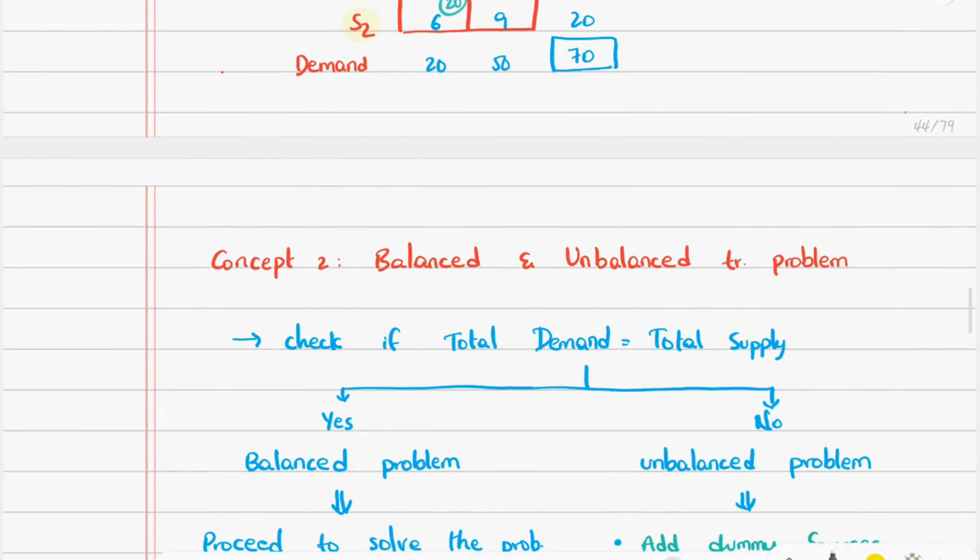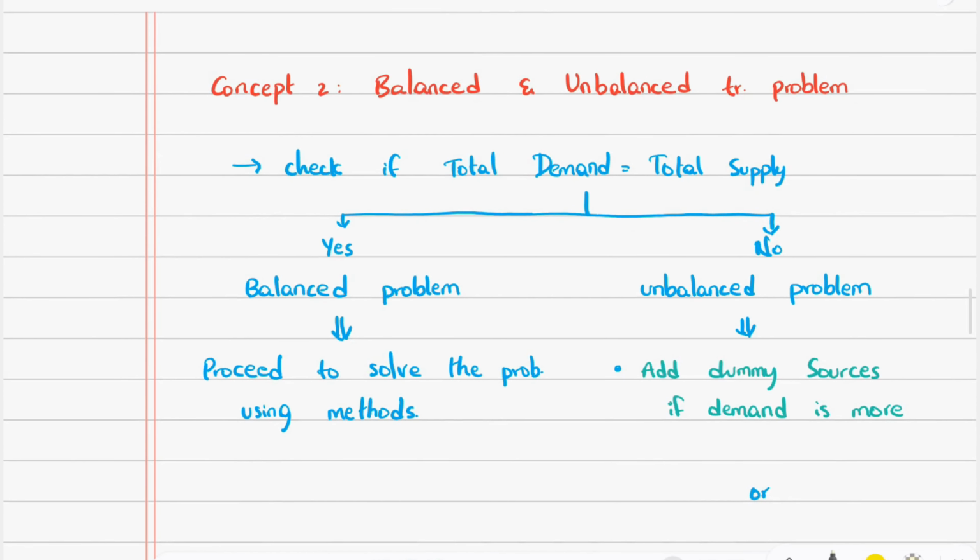But before that, there is something which is very important, which brings us to concept number 2, which is balanced and unbalanced transportation problem. See, every time we solve a transportation problem, the first thing that we need to do is we need to check if the total demand is equal to total supply or not. If the answer is yes, it is a balanced problem.